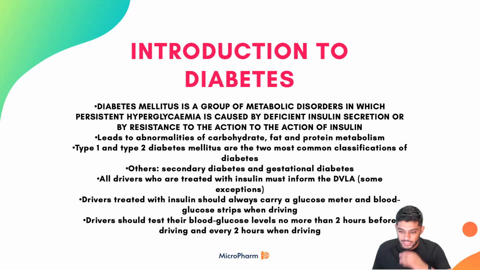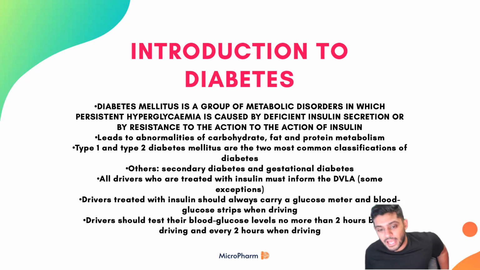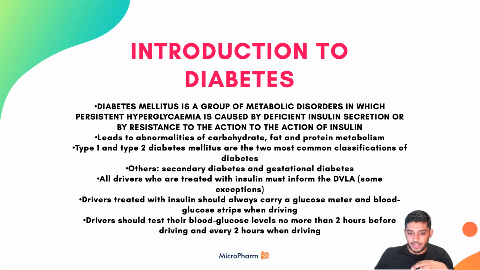For type 2 diabetes, the patient can produce insulin. They can sometimes produce less, or they have problems with the receptors on their cells not recognizing the insulin that's there. So this leads, of course, to abnormalities in carbohydrate, fat, and protein metabolism.